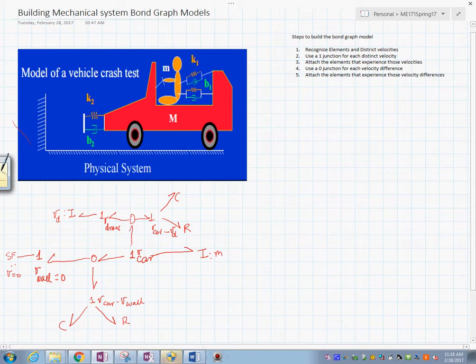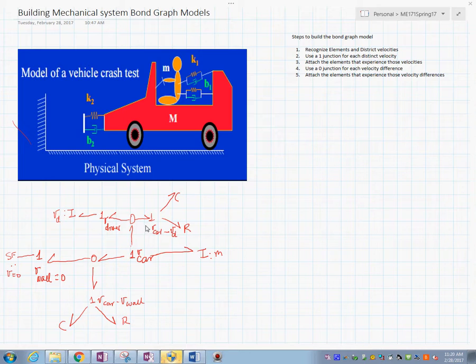Okay, so that is the bond graph model here, and basically so far so good, and we are ready to put this into the CAMG software. But it would be a good idea to complete the causal marks, although the program puts this for you.